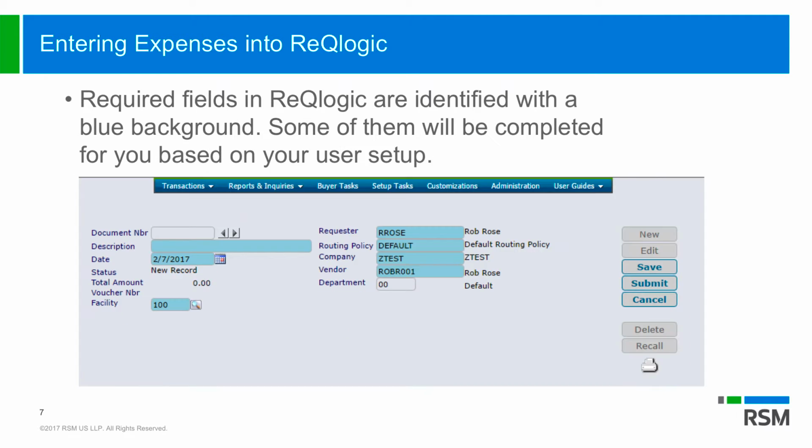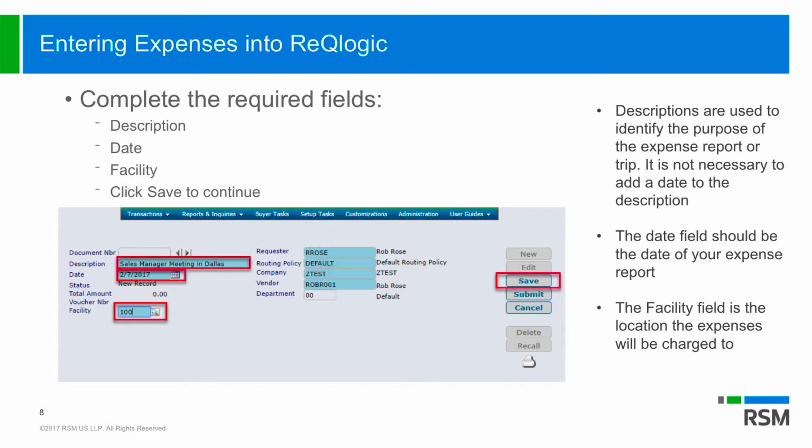report. For this example, I've selected the New button, which reveals the required fields which we need to complete before we save the document. Some of the fields will be completed for you. The fields you need to focus on for expenses are description, date, and facility.